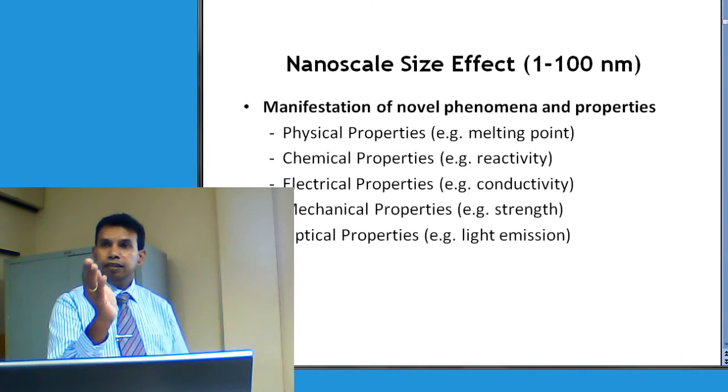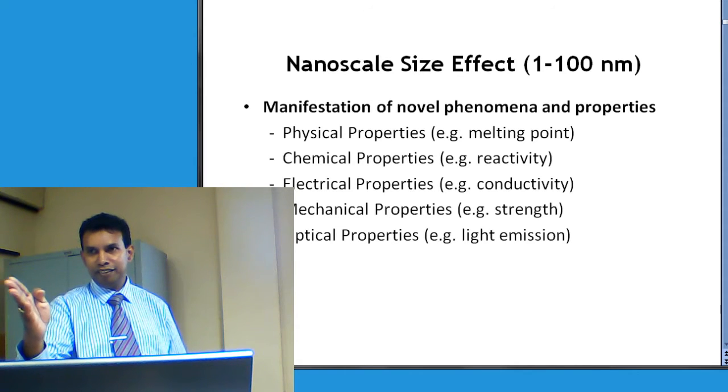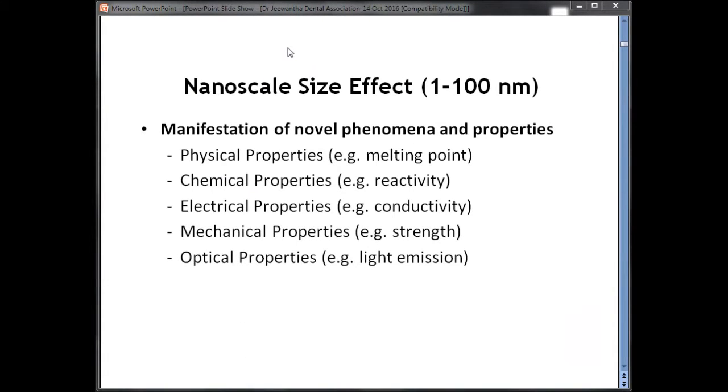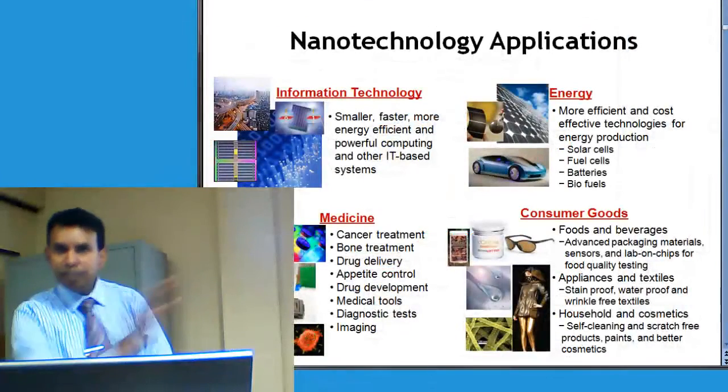Those properties, we utilize in our different products. When you have those materials in a product, that product can behave as magic. They show unexpected properties, so that is why they are used in applications. In summary, in information technology, there is smaller, faster, more energy efficient, powerful computing, which is the more engineering side of the business. And in medicine there is cancer treatment, bone treatment, drug delivery, appetite control, drug development, medical tools, diagnostic tests and imaging, and even dentistry. That's why we are using nanoparticles in products, since they behave totally differently from the bulk particle.